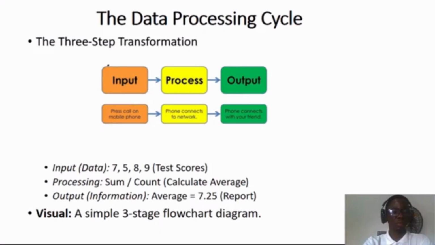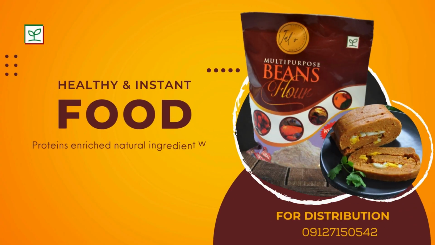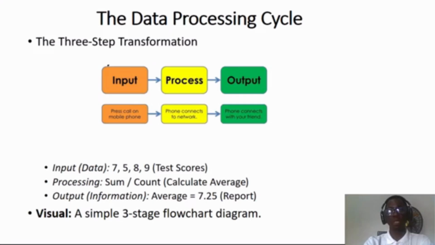So for example, pressing call on a mobile phone. You want to make your call, you need to press call, then you press the call to connect to your network, maybe MTN, Glo, regardless of the network you are using. Then from there, the phone will connect with your friend. You can see this is a perfect example of the data processing cycle. You enter information, it processes it, then it gives out the result.